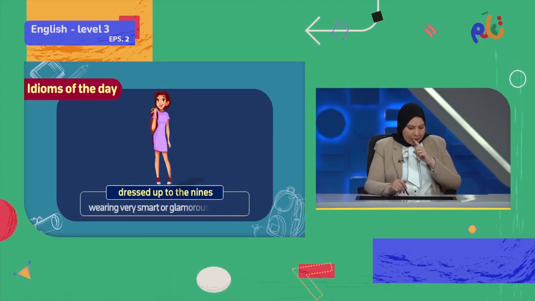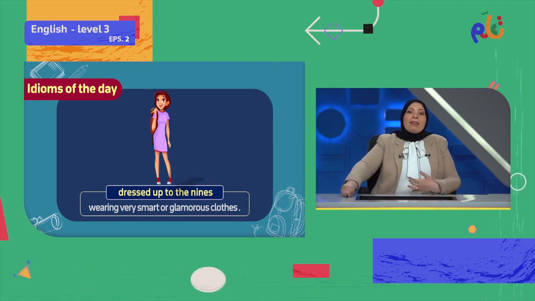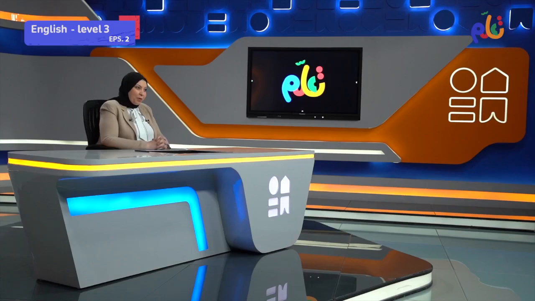When we say dressed up to the nines, it means wearing very smart or glamorous clothes. So wearing very nice clothes. Like, I am going to a wedding party, I'm going to get dressed up to the nines. Or, my sister is dressed up to the nines because she has a very important meeting. Or tomorrow is the first day of school, so everybody will be dressed up to the nines, wearing their best clothes, or wearing very nice, glamorous clothes.